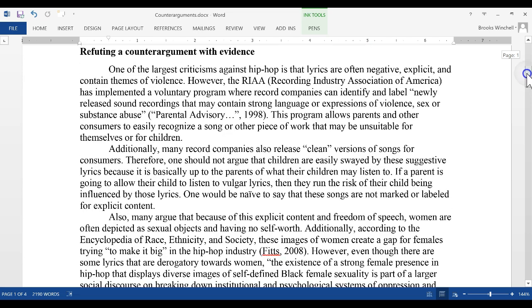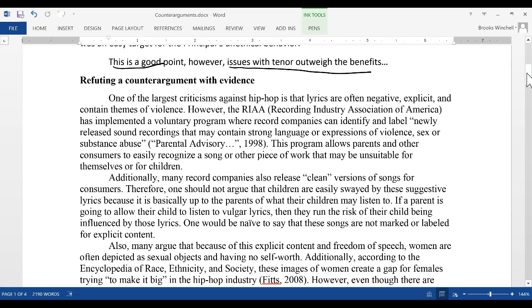Here's another set of counterarguments. In this one, there's actually a couple of paragraphs of counterarguments. The author refutes several different counterarguments and gives evidence in her refutes. This one was about rap music, and she says in her thesis that rap music isn't that bad, or we shouldn't be completely against rap music because there is some positive.